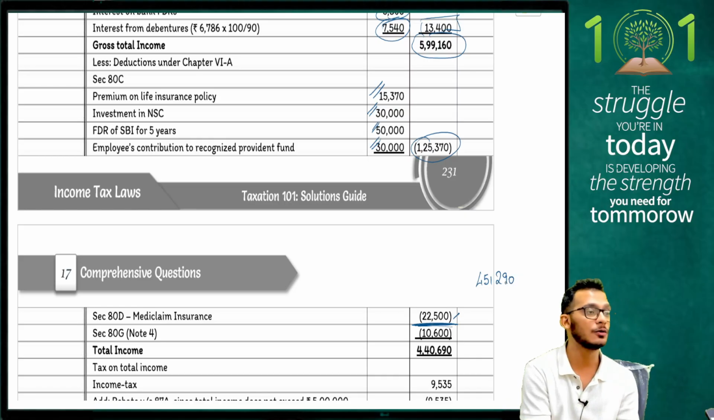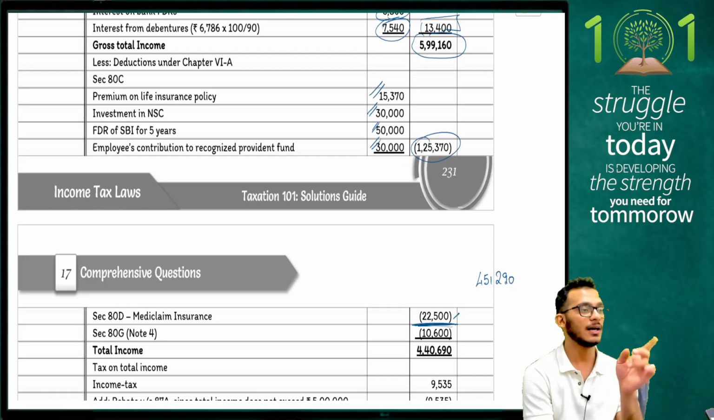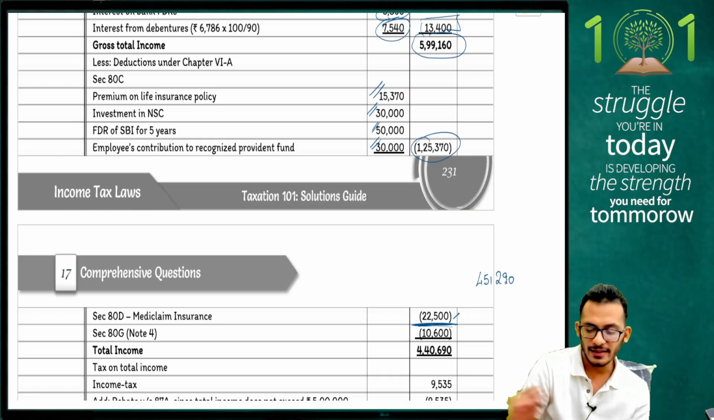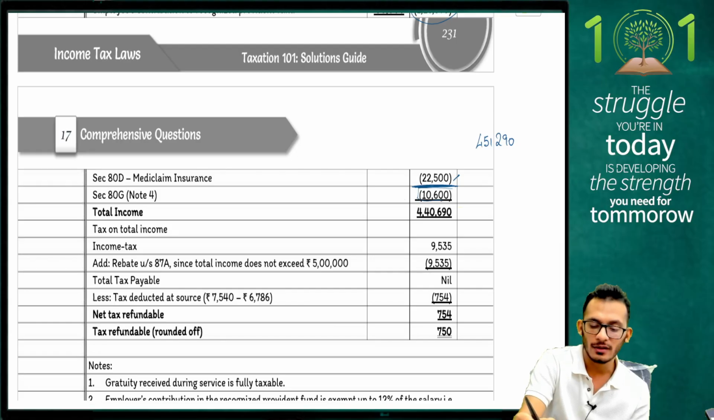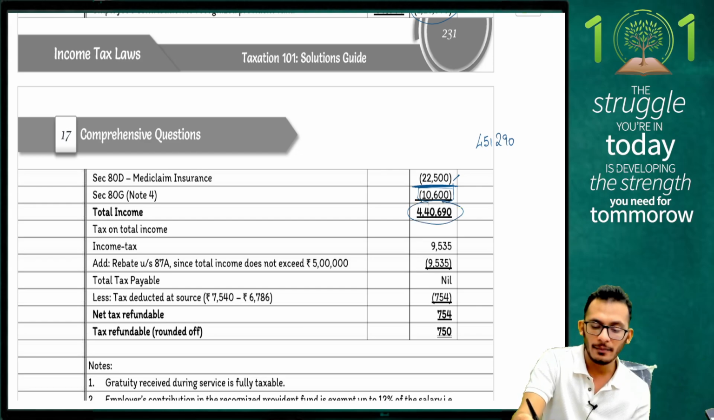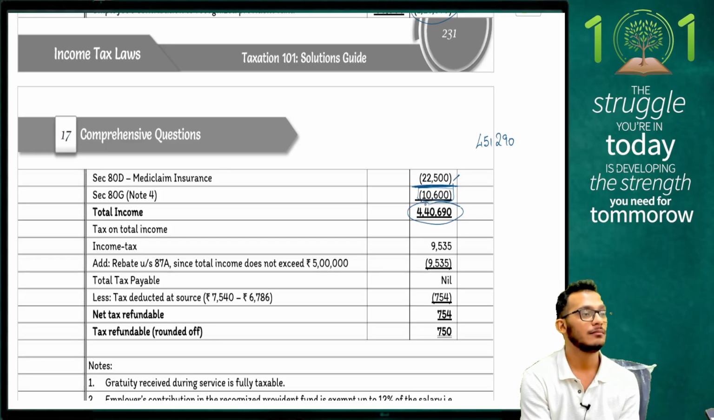4,51,290 is my adjusted GTI. I can contribute up to 10%, which means I can contribute up to 45,000. I only contributed 11,000, which means I'm still under the limit. No problem. So 50% of 11,000 and 100% of 5,100, that number is what they have claimed as 10,600. Therefore, my total income became 4,46,90.